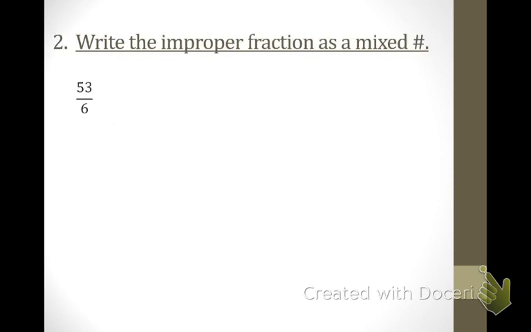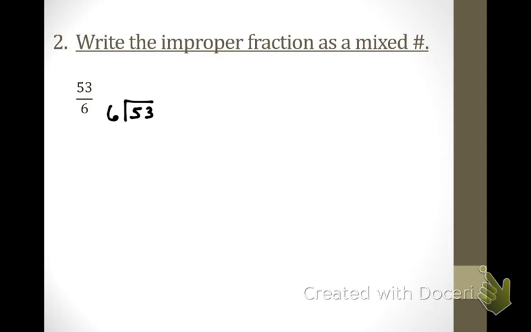Let's go ahead and go on to number 2. Number 2 asks us to write the improper fraction as a mixed number. When you have a fraction bar, what operation is that? Dividing. Okay, so we're going to divide 53 divided by 6. Here's the problem that a lot of people are trying to do. They're trying to go 6 divided by 53. Please make sure the numerator is always the one that you're dividing first.